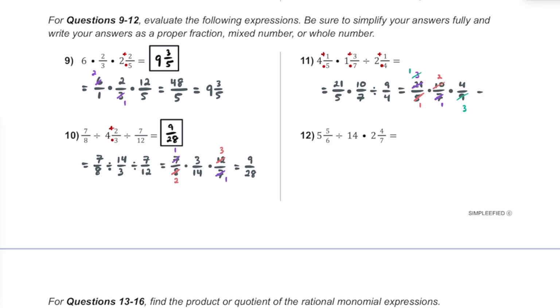So on the top here, we have 1 times 2 times 4, which is going to be 8. And on the bottom, we have 1 times 1 times 3, which is 3. So 8 over 3 is the same thing as 2 and 2/3. So that would be the answer to this problem here.